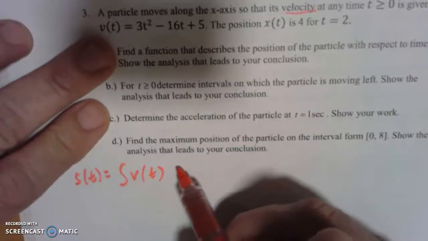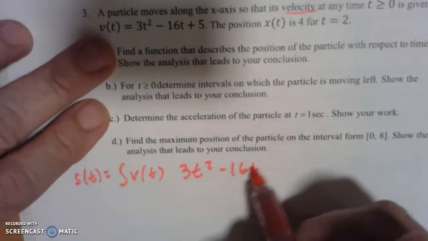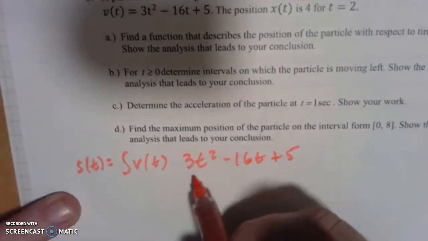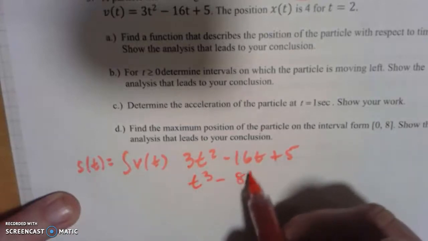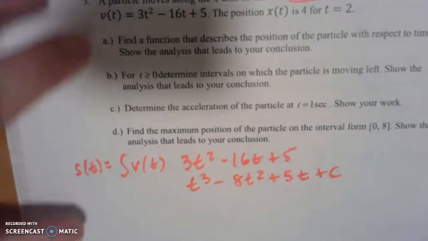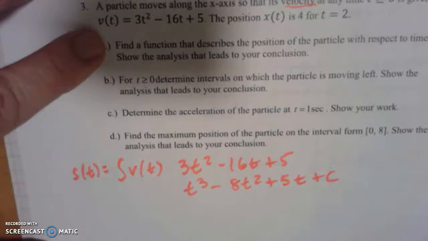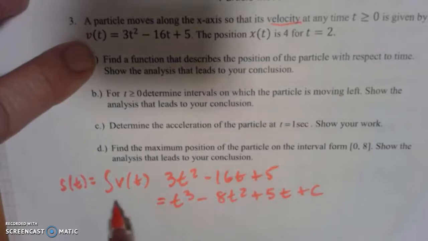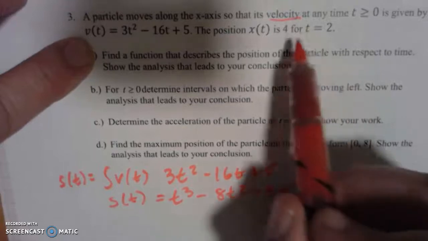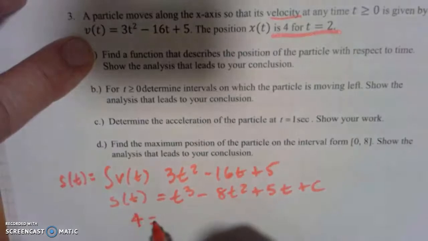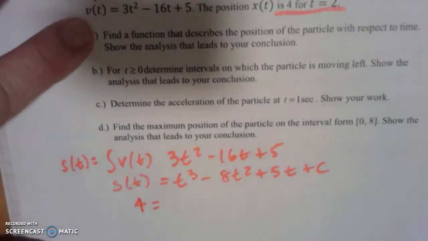So we're going to put 3t squared minus 16t plus 5, and we're going to now take the integral. So this is going to become t to the third minus 8t squared plus 5t plus c. Okay, and I have to figure out what c is. In this problem, I can't just leave the equation for s of t with a c in it. What I have to do is actually plug in, and notice I've been given some information. The position is 4 when t is 2. So I can plug in 4, and I know that t is 2.